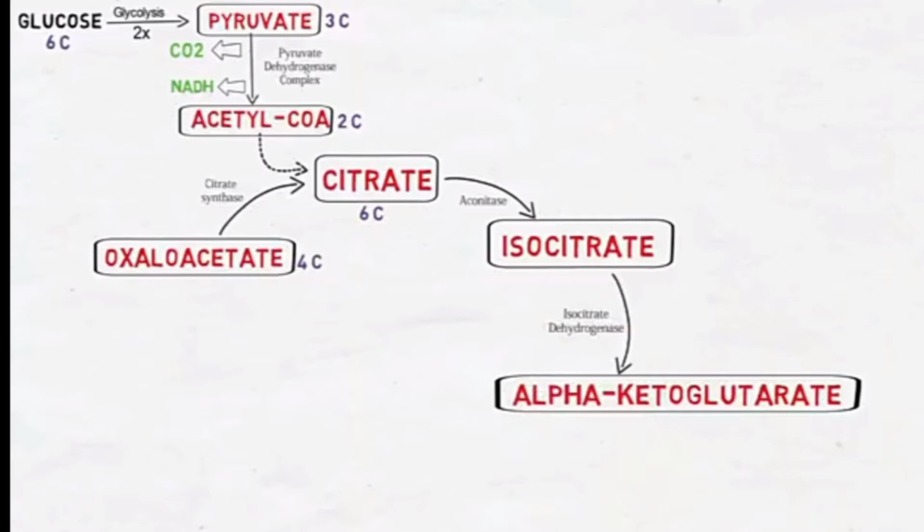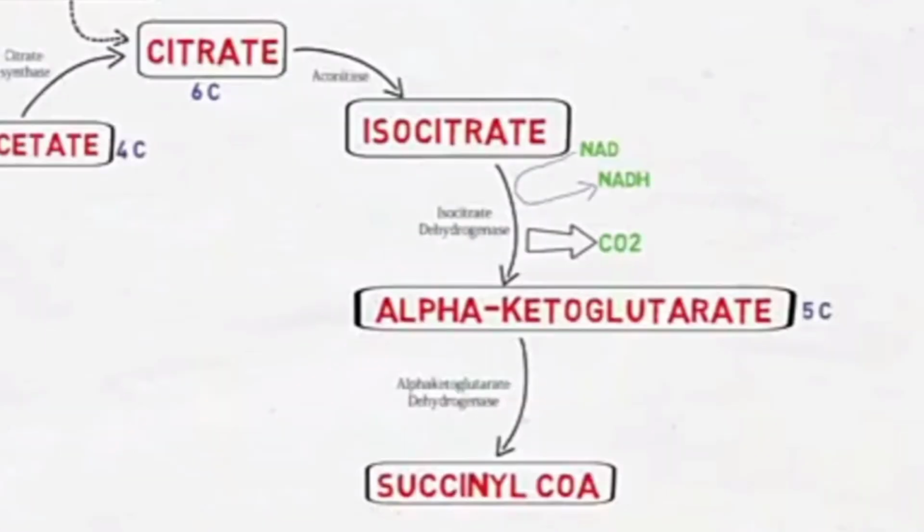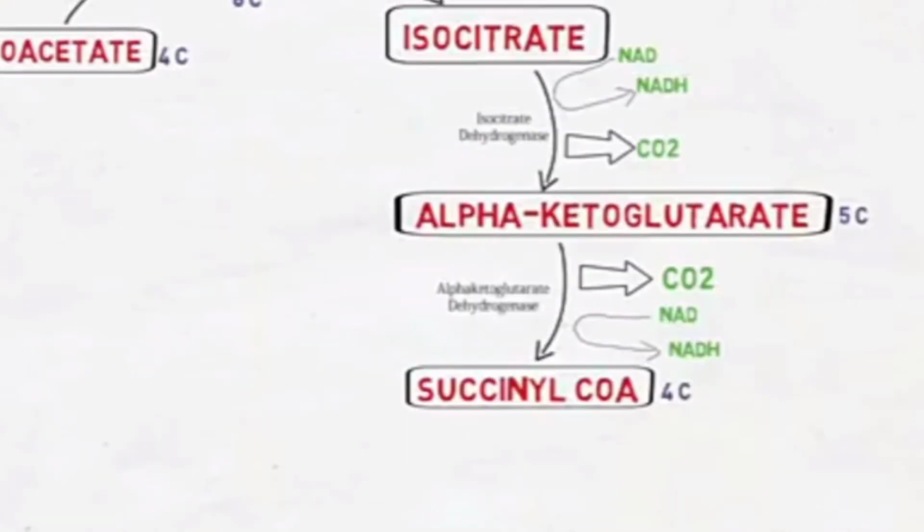Formation of acetyl-CoA. The acetic acid unites with CoA, forming the acetyl-CoA complex. During this process, carbon dioxide and NADH2 are generated. The acetyl-CoA enters into the mitochondria. Here is the pathway of the Krebs cycle.